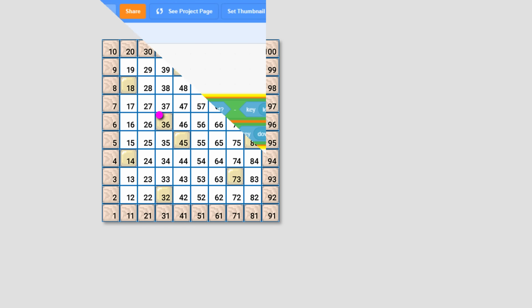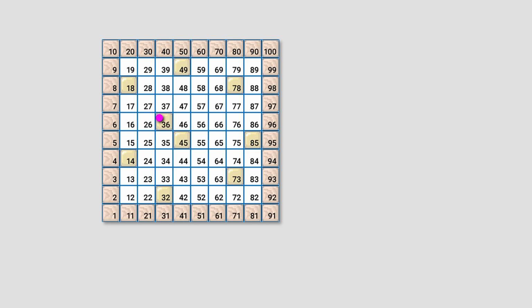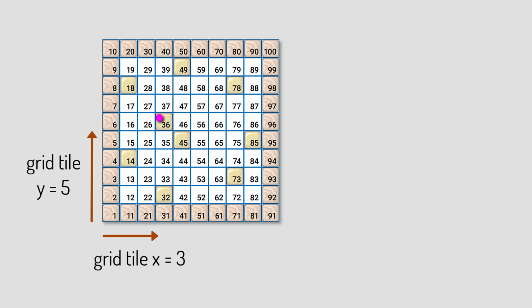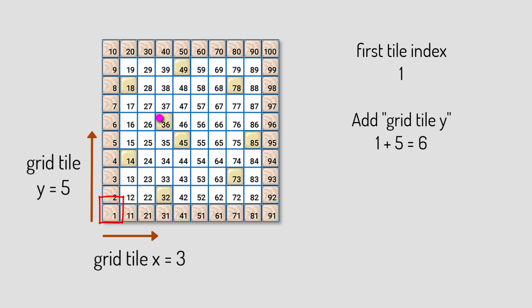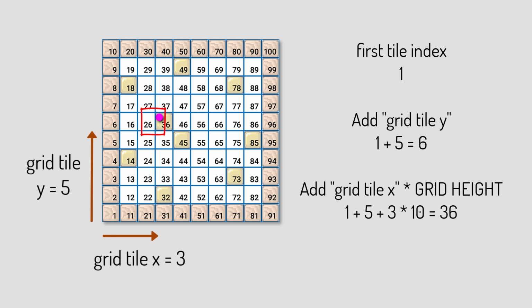Now look at our number square example again. The script for calculating the tile index from the grid X and Y is quite straightforward. The first tile starts at 1. Then we add the grid Y to get to here. Finally, we add grid X multiplied by grid height to get us to the correct tile index.